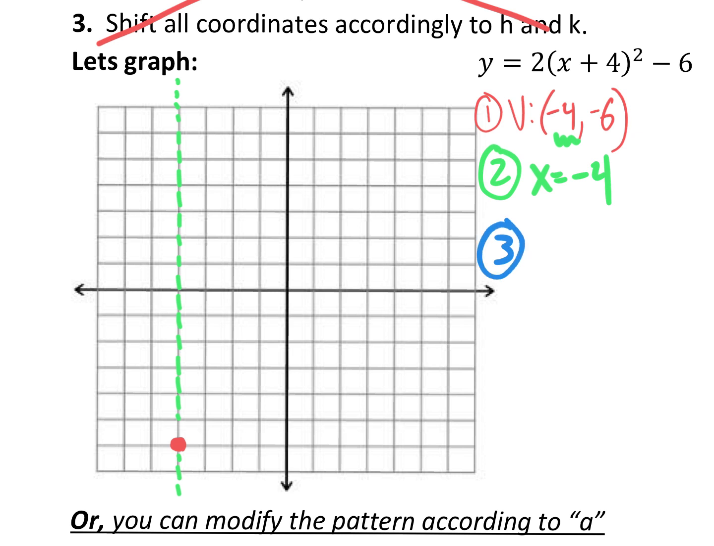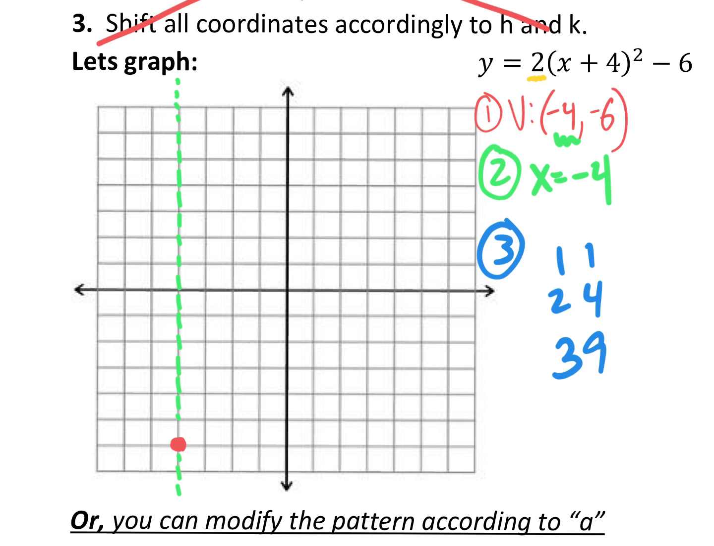Now we're ready for some coordinates. Last week we would use the pattern 1, 1, 2, 4, 3, 9, which came from the parent graph, which had the a value of 1. Does this have the a value of 1? No, it has an a value of 2. So we cannot use this pattern as is, because that'll give us the original width of a regular parabola with the 1, 1, 2, 4, 3, 9. We need to modify this pattern.